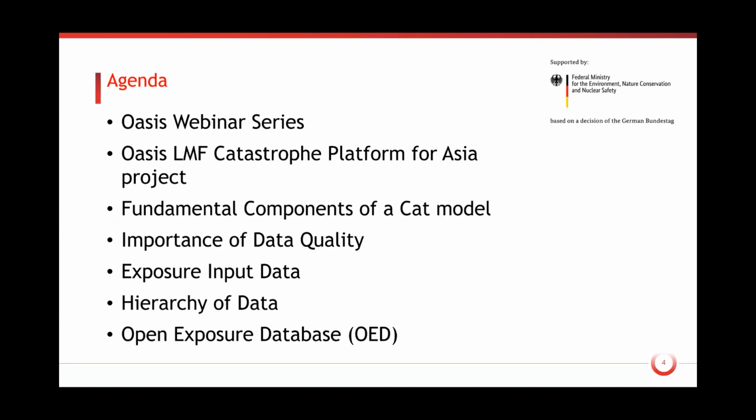So today we're going to be covering the following topics. I'm going to be giving you a quick overview of the project and the components of a CAT model. And then Matt will take over and talk about input data to catastrophe modeling, the importance of data quality, exposure input data, hierarchy of data, and what we are using in Oasis as an open exposure database, which provides standards for the collection of data, which will be modeled through the Oasis platform.